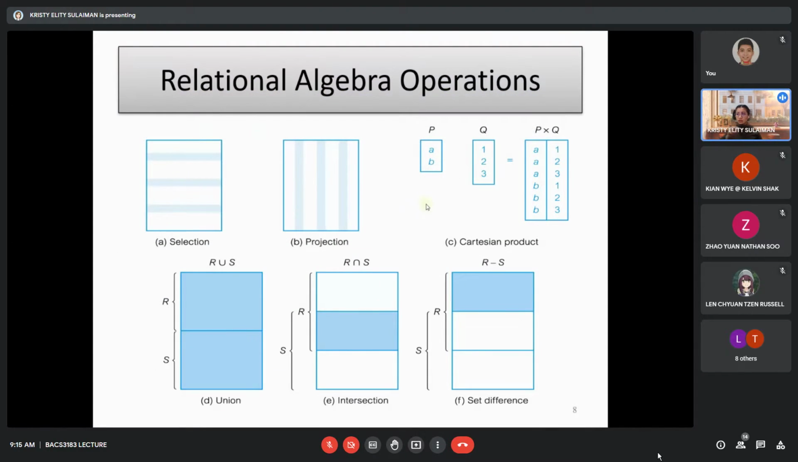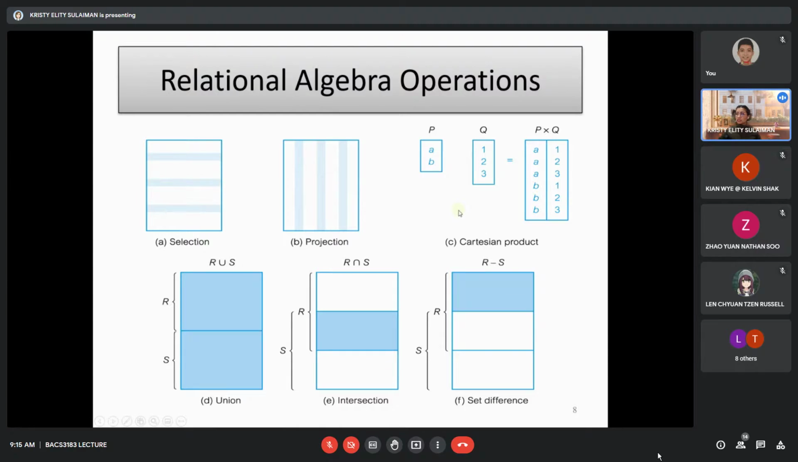The next slide shows the representation of relational algebra operations. We have selection, which looks like this. We will look at this in detail after this. This is just to show you how the operations look. Selection means we select some data from the table.